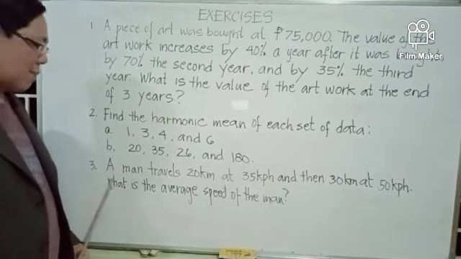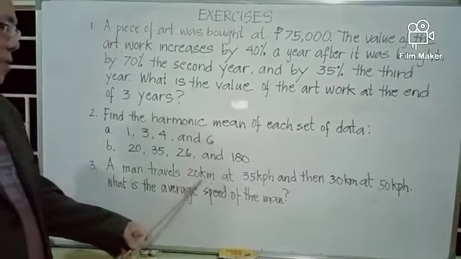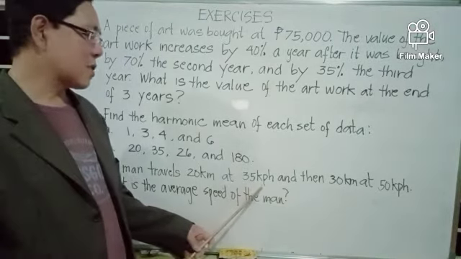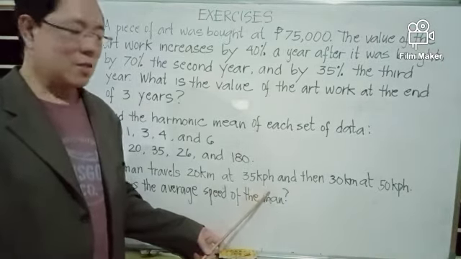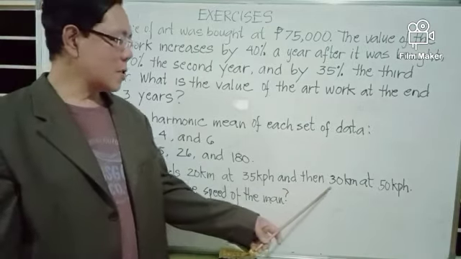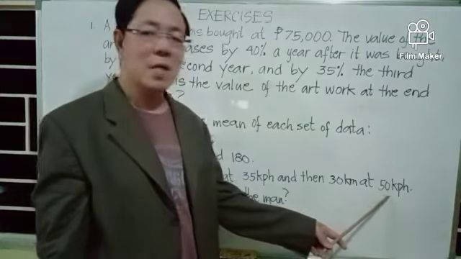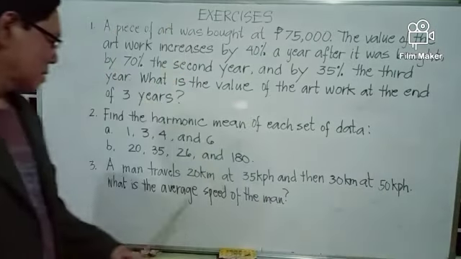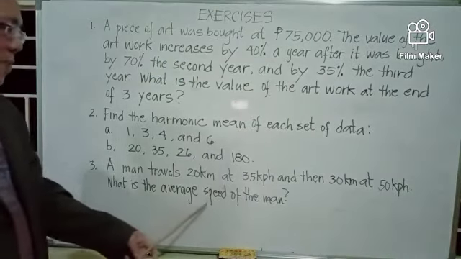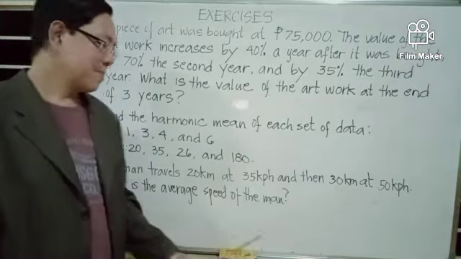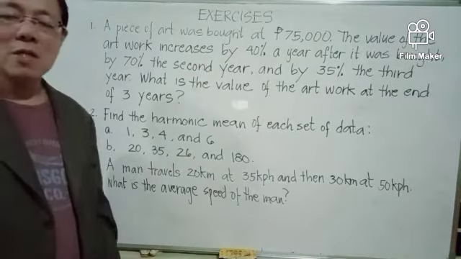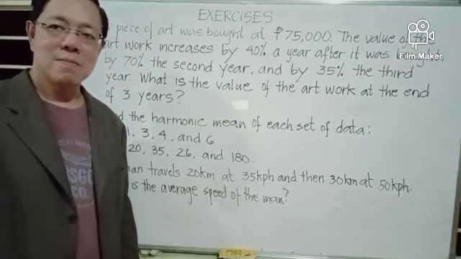Number 3, a man travels 20 kilometers at 35 kilometers per hour, and then 30 kilometers at 50 kph, or 50 kilometers per hour. What is the average speed of the man? To solve number 3, you will use harmonic mean.